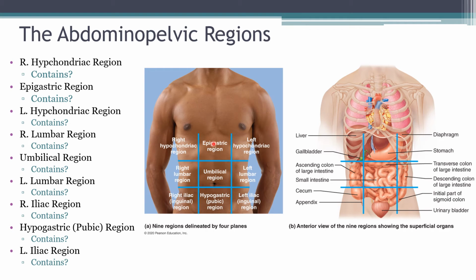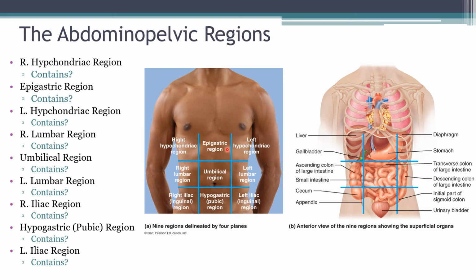Okay? So you can see them here, your right hypochondriac region. You can break this one down to help you remember it. Hypo means below. Chondria refers to ribs, like anything chondro refers to ribs. So this name literally means below the ribs.